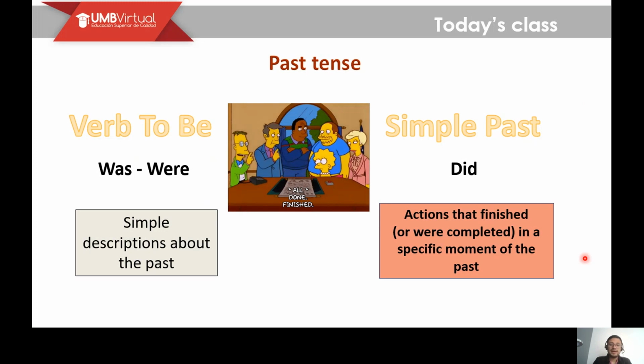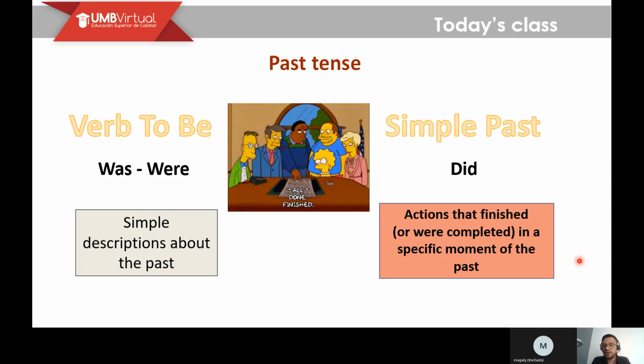All right, let's continue. Past tense. So we had already the future tenses. Now we're going to look a little bit at the past tense. We need to have the differentiation in the verb to be, because it is irregular, and the simple past. With the verb to be in past, we can say descriptions about the past. And with the rest of the verbs, you can say actions that finished or were completed in a specific moment in the past.